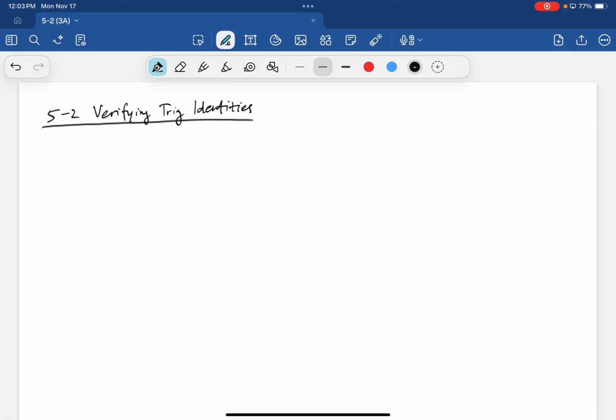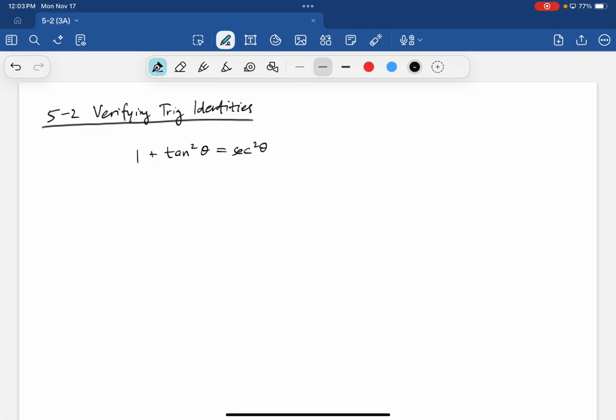The general process is that we're given an equation, and to show that it's true, we want to simplify the left side so that it equals the right side. So for instance, if we were trying to prove that 1 plus tangent squared equals secant squared, we already know this is true, but let's say for the sake of argument, let's try to prove this. We would have to simplify the left side such that it equals the right side.